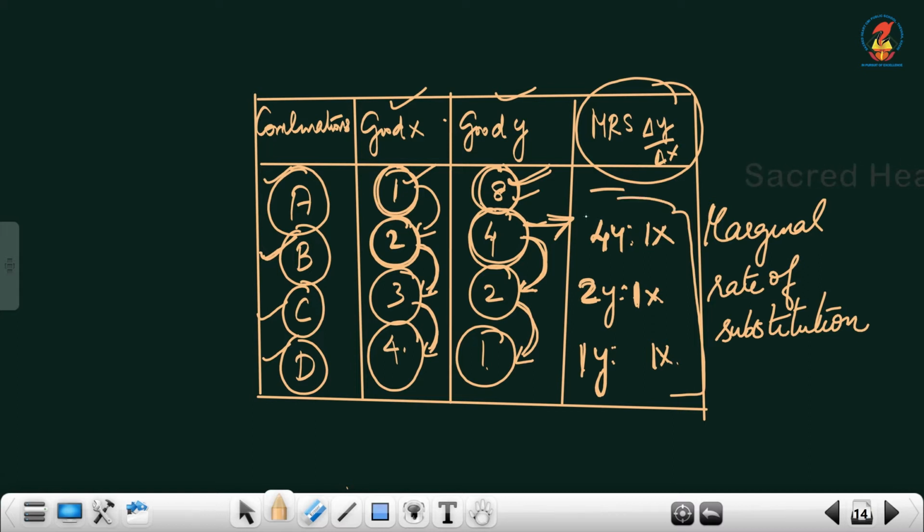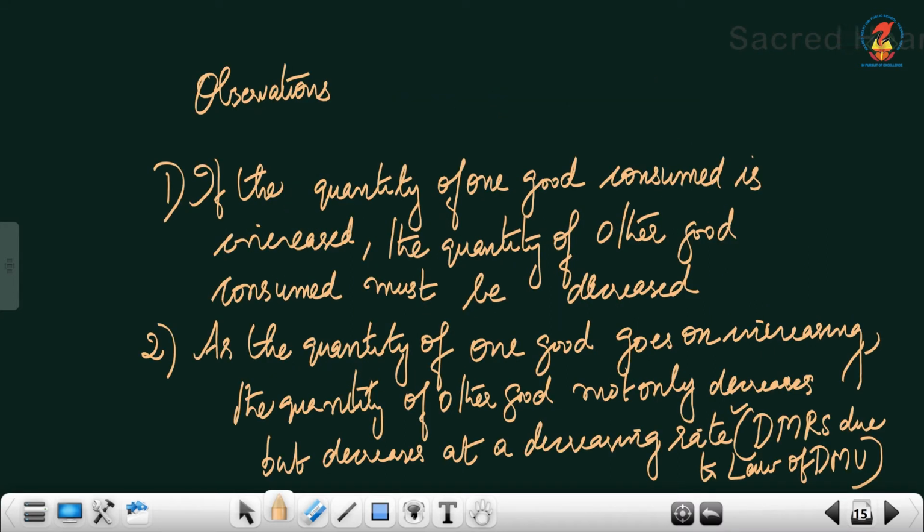See, the first one is 4Y is to 1X, because the rate of sacrifice is 8 to 4. Difference is 4Y, and gaining is 1X. Again, the rate of sacrifice is 2Y is to 1X, because from 4 the sacrifice rate is 2. So, 2Y is to 1X. Again, good Y is sacrificed by 1 unit, therefore 1Y is to 1X, because 1 is gained for X. So, this is MRS, the rate of sacrifice of one commodity in order to gain more of the other commodity.